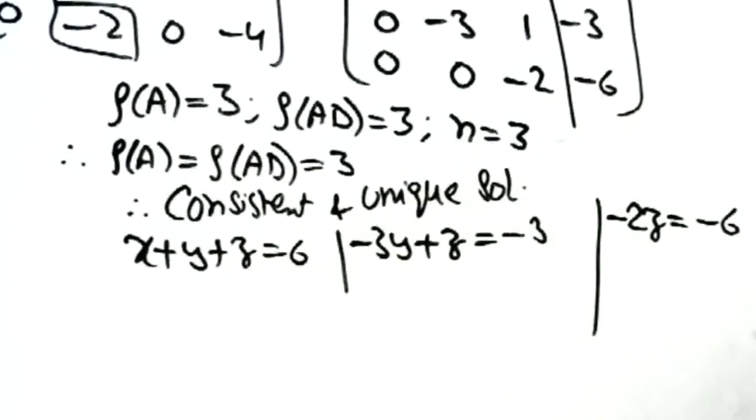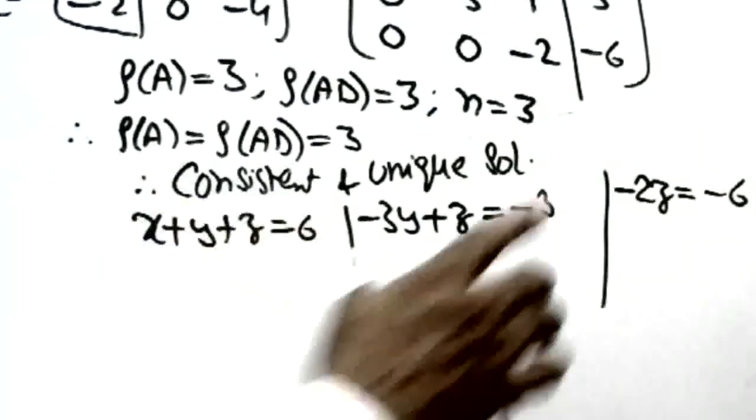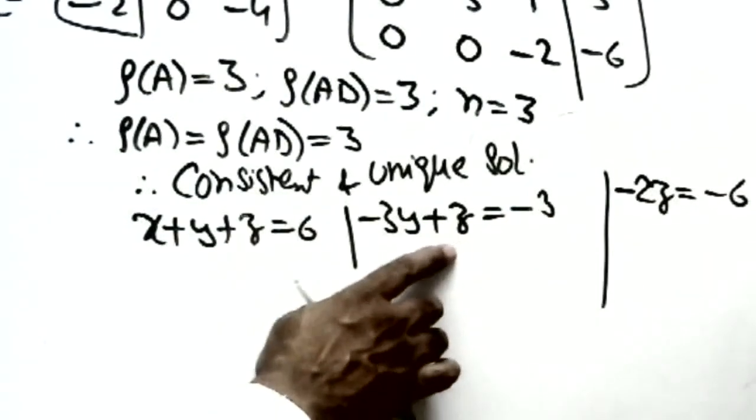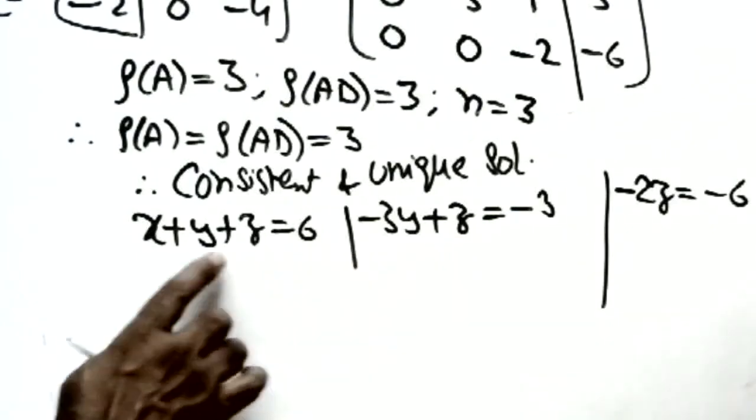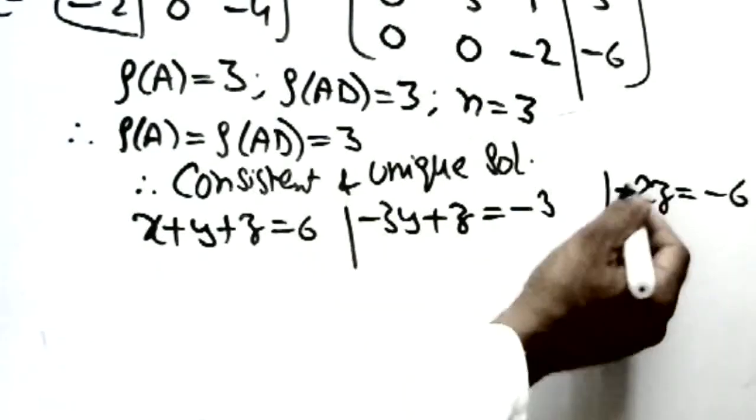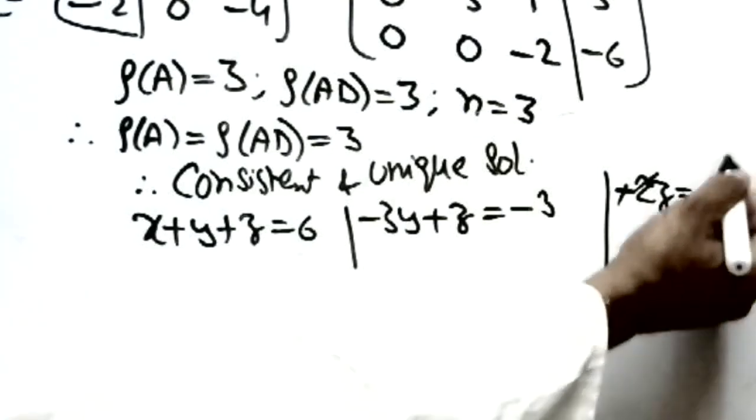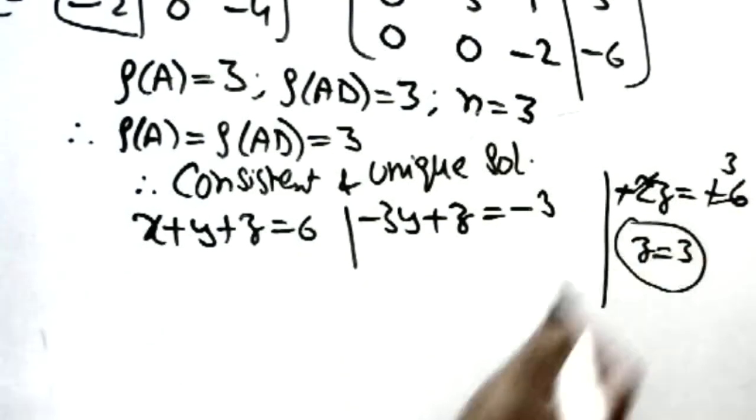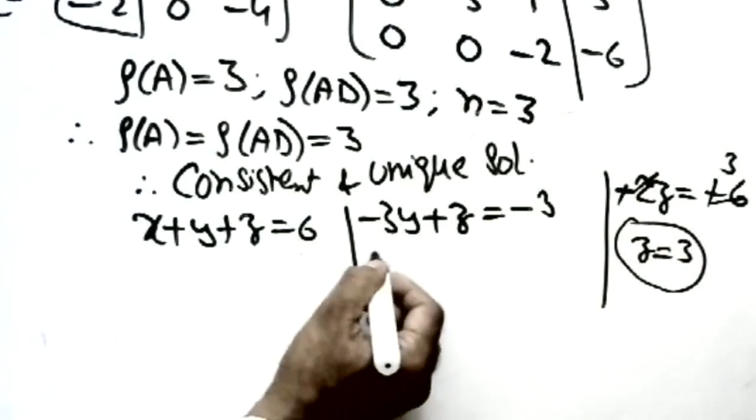So we got again 3 equations. Now see here, watch carefully. From this we will get z. If you substitute z here, you will get y. If you substitute y and z here, you will get x. So minus minus will get cancelled. 2 1s are 2, 2 3s are 6. So you got z equals 3.